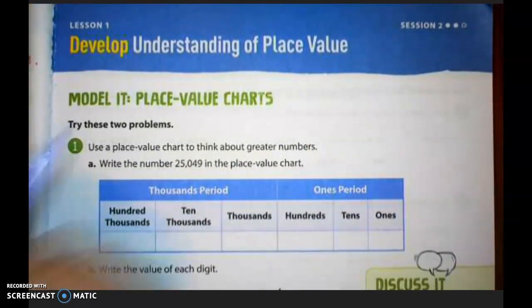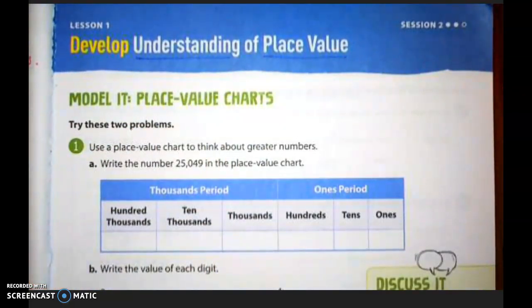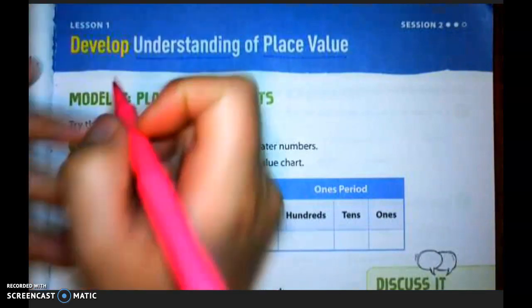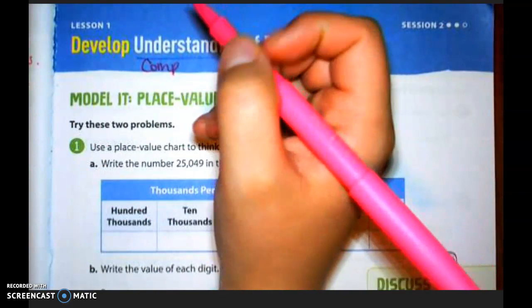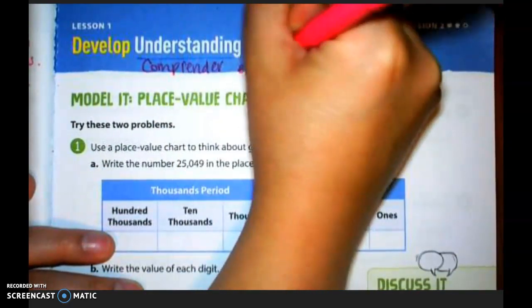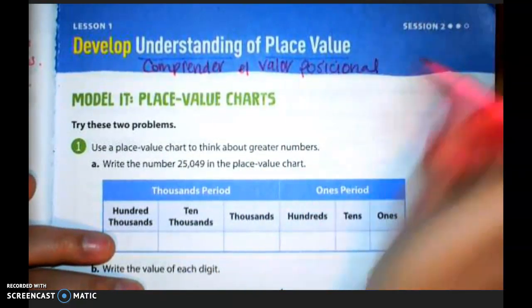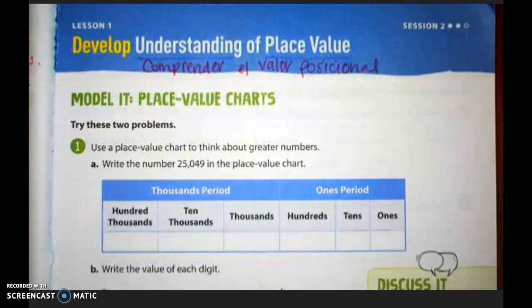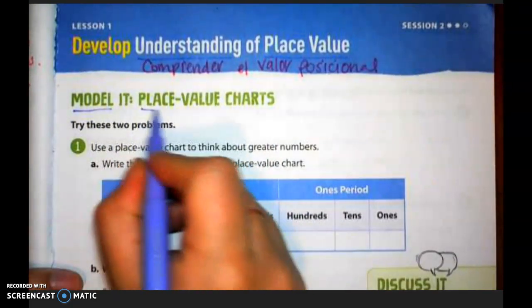Dice, develop understanding of place value. Es lo mismo, recuerden, estamos entendiendo, comprendiendo el valor posicional, ¿verdad? So, vamos a escribir, o si quieren, no lo ocupan que escribir en español, solo si quieren comprender el valor posicional. Ok, so aquí nos dice, model it, place value charts. So, vamos a modelar, place value charts.